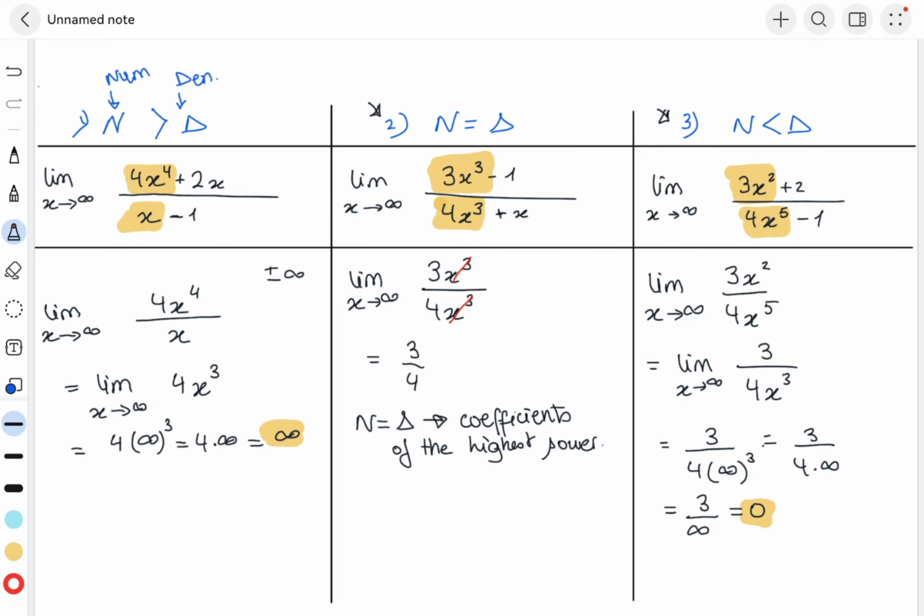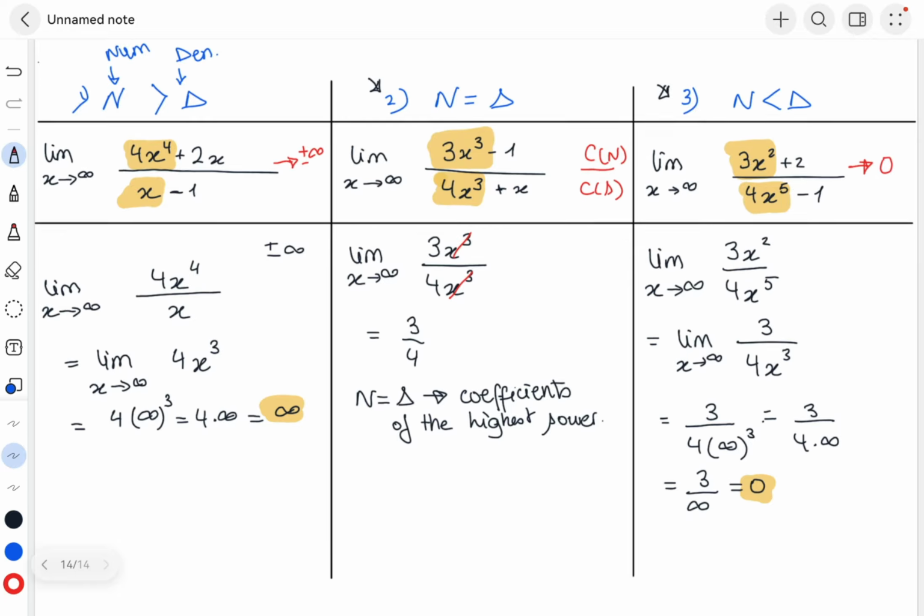So, as a conclusion, we can say that whenever the numerator's highest power is less than the denominator's, the answer will always be 0. Whenever the numerator's is greater than the denominator's, our answer will be positive or negative infinity. And whenever the numerator's is equal to the denominator's, it will be the coefficient of the numerator's highest power over the coefficient of the denominator's highest power.